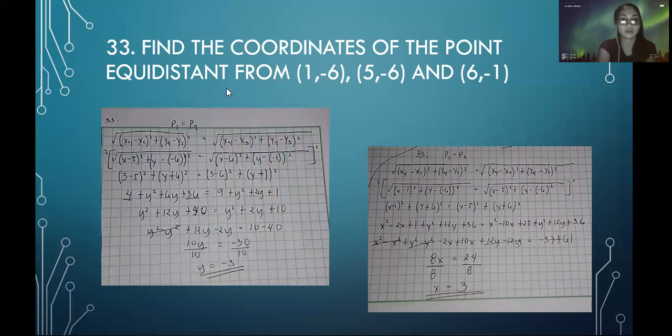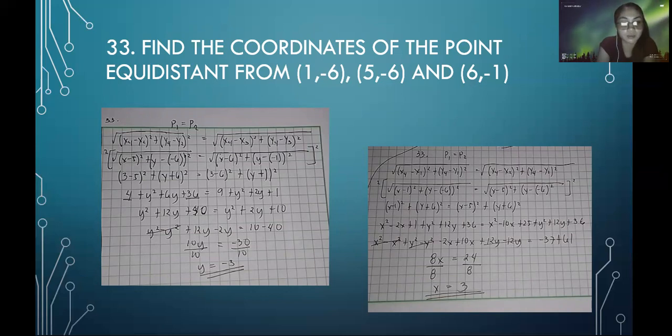Same as here. Substitute the values. The square root of (x sub 4 minus x sub 2) squared plus (y sub 4 minus y sub 2) squared equals the square root of (x sub 4 minus x sub 3) squared plus (y sub 4 minus y sub 3) squared. So substitute the values into the formula. So the square root of (x minus 5) squared plus (y minus negative 6) squared is equal to the square root of (x minus 6) squared plus (y minus negative 1) squared.